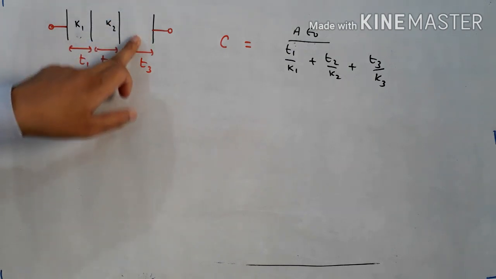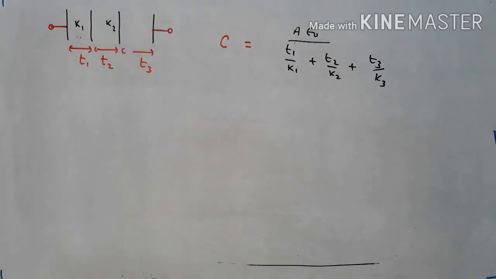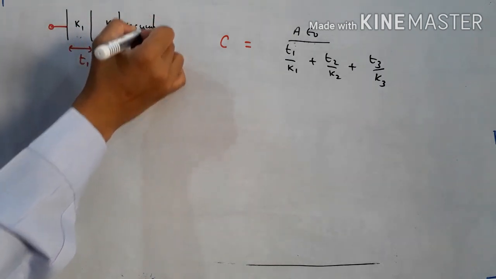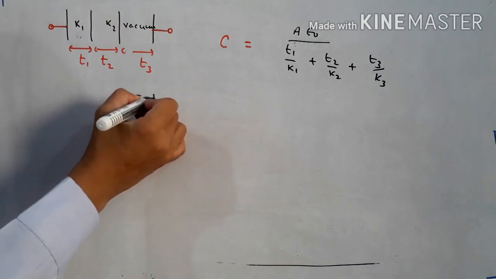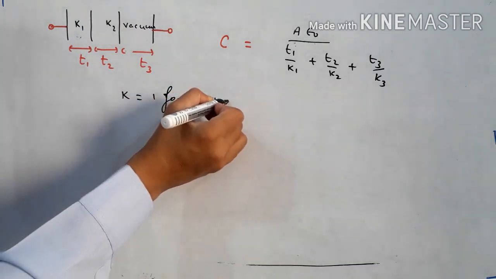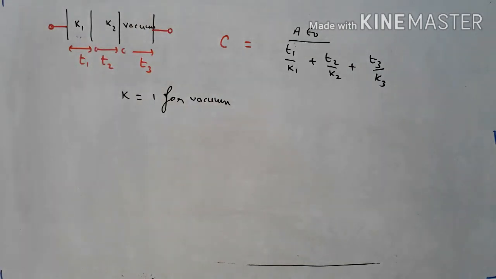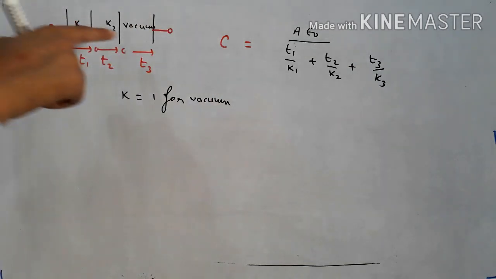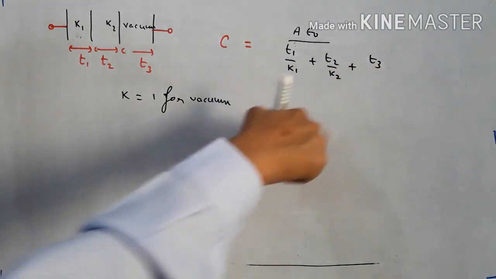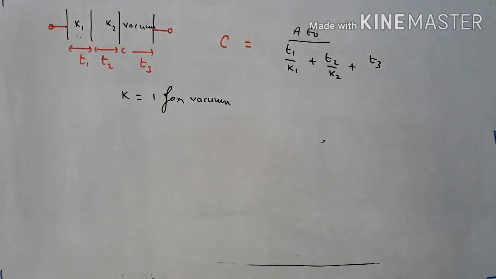Now if one of them is vacuum, suppose this region is vacuum, then also the same formula you have to use. Remember, students, K is equal to 1 for vacuum. For vacuum, the value of K is 1. If it is vacuum, instead of K3, you should put 1. So it will become T3 by 1. That is the answer to our question. Is it clear, students? Okay.